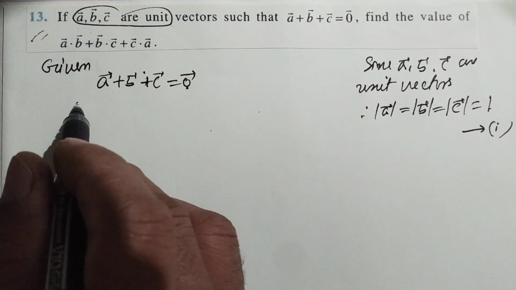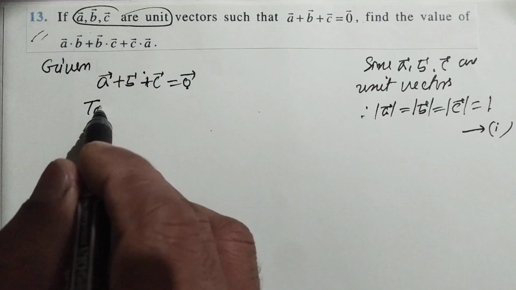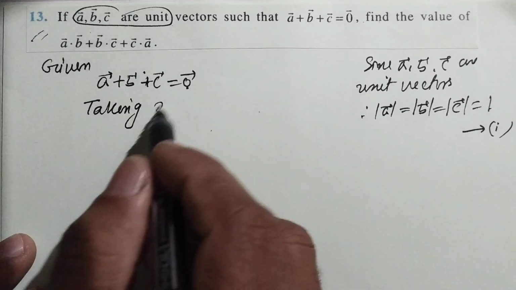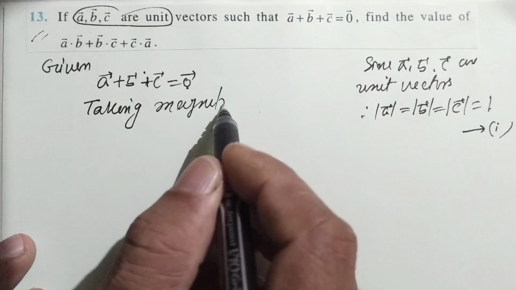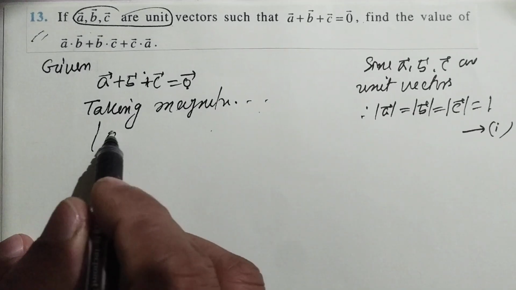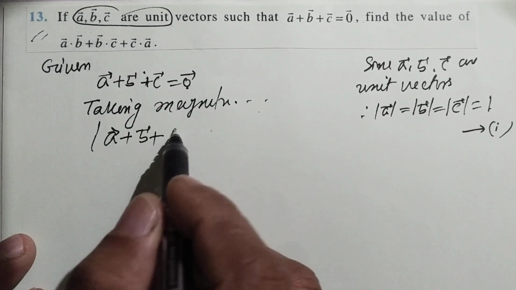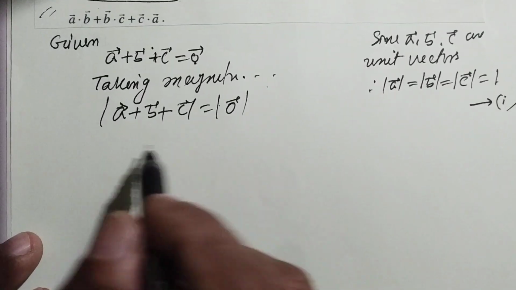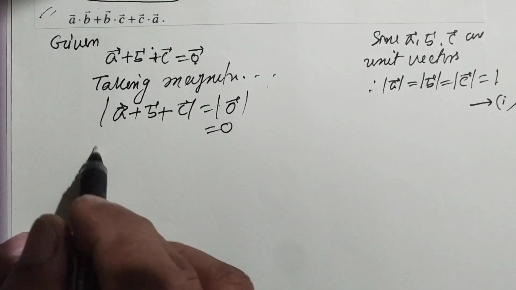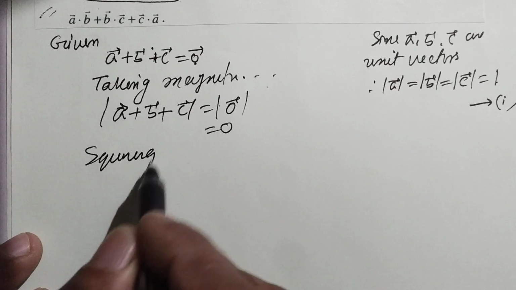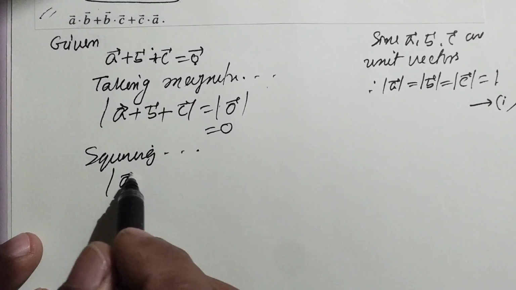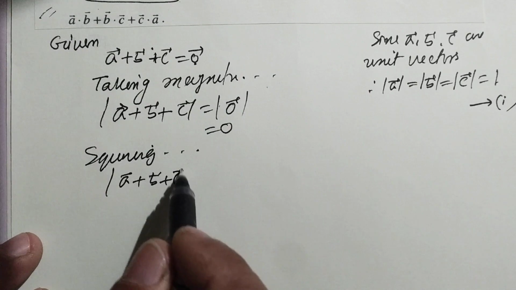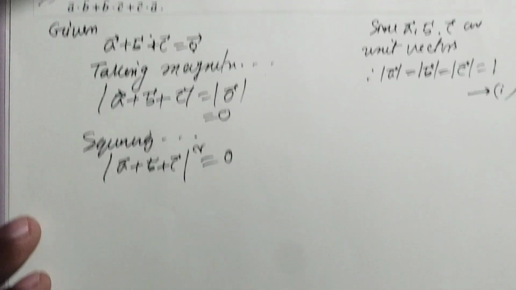I will take the first step: I will take magnitude on both sides. So magnitude of left hand side is equal to magnitude of right hand side. Magnitude of 0 is 0. Now I will again square both sides. So left hand side square equal to 0 square, which is 0.